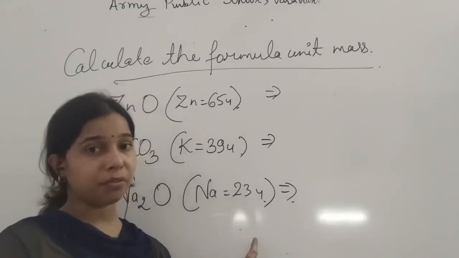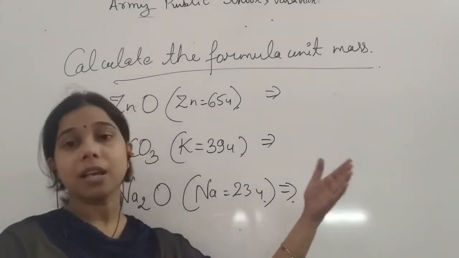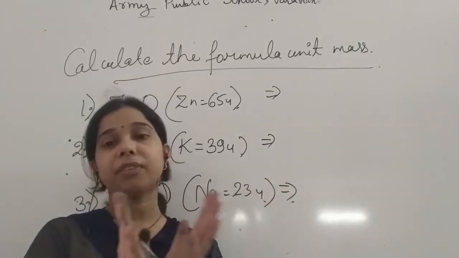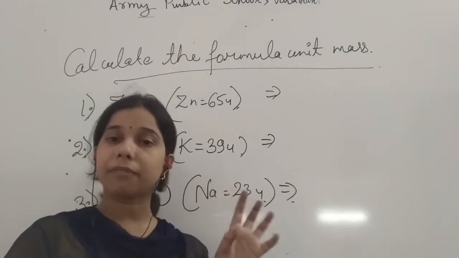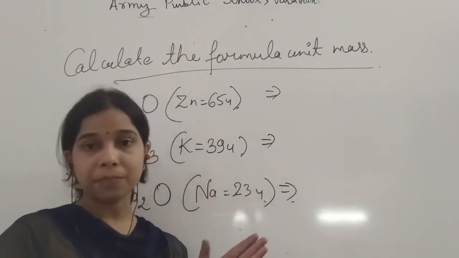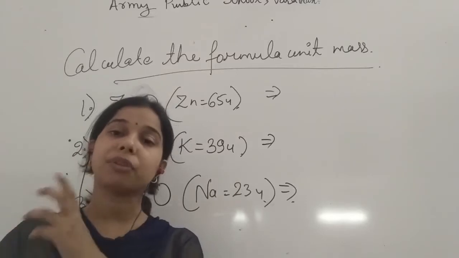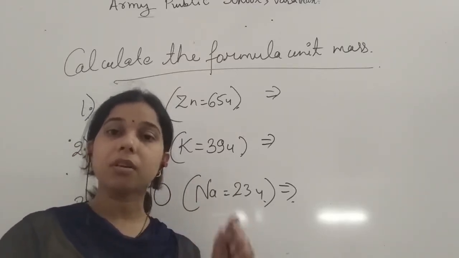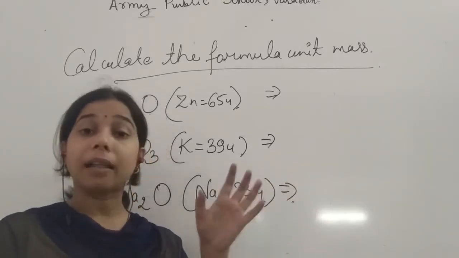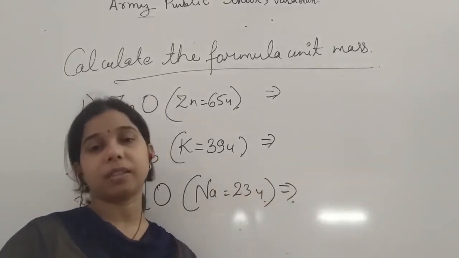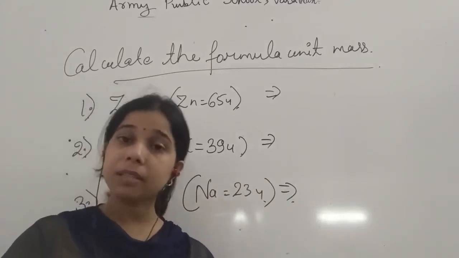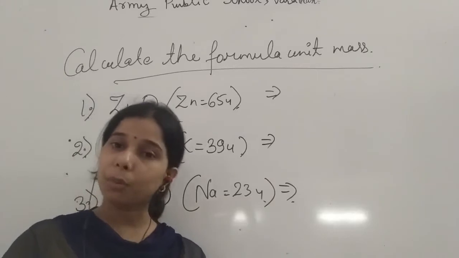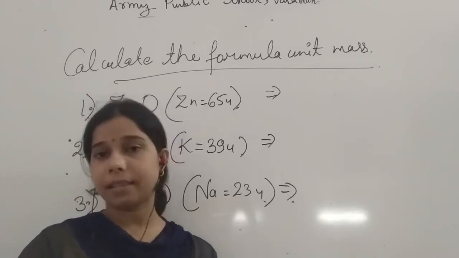Okay, there is one difference. If the question asks what is a formula unit mass or what is a molecular mass, the definition changes: here we have to find the mass of the formula and here we have to find the mass of the molecules. But in both cases we have to see the atomic mass of each element and the number of atoms attached with that particular element. It means the calculation of the molecular mass and the formula unit mass is the same.